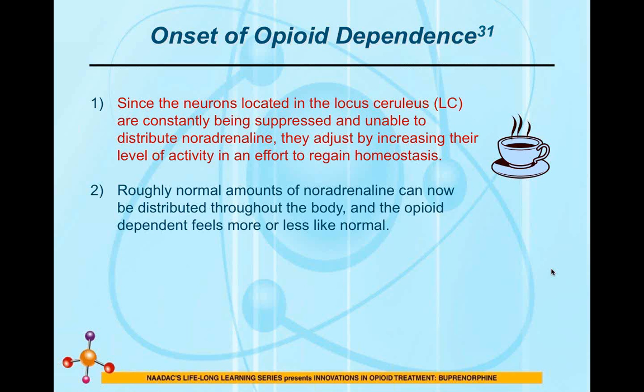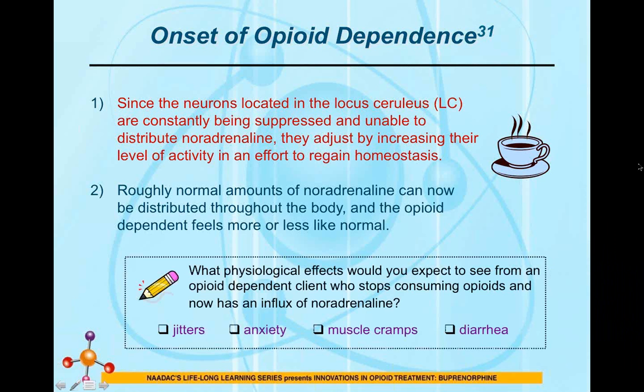That's the scary part. The brain is now so used to opioids always being there, it's adjusted itself so there's more noradrenaline to offset the constant presence of opioids. So now your brain functions normally with higher levels of noradrenaline on board, but also with only having opioids on board as well. That's the scary part of opioid dependence.